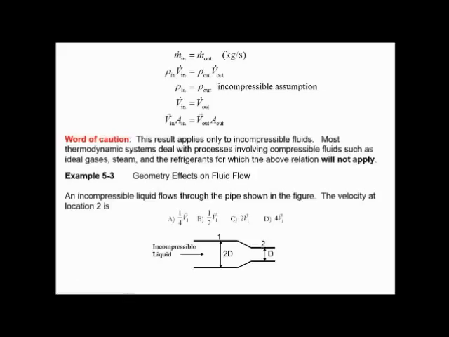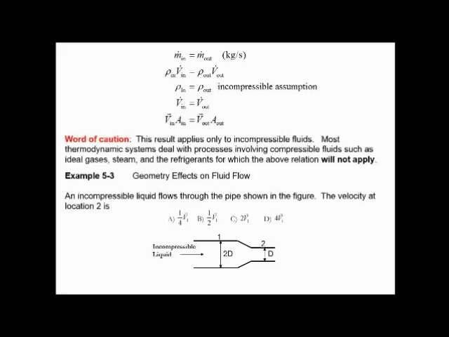Now you need to take precaution: this result applies only in case of incompressible fluids. Never use it in case of compressible fluids. Most thermodynamic systems and ideal processes involving compressible fluids, such as ideal gases, steam, and the refrigerants, do not apply to these relations.